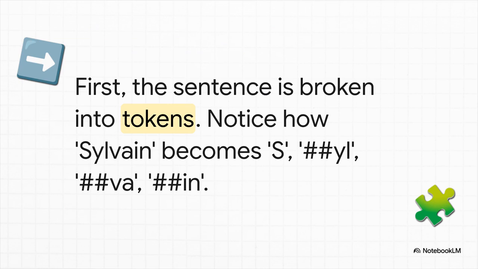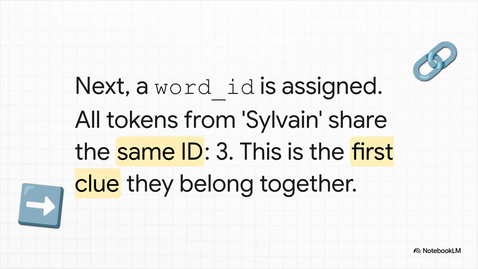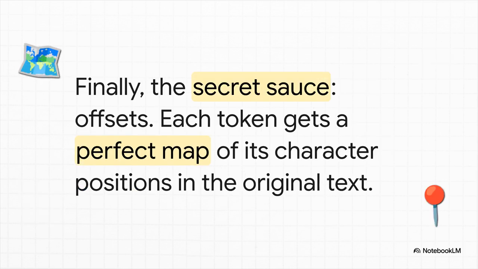So, step 1, just like we saw before, the tokenizer does its thing. It creates that list of tokens, breaking down a word like Sylvain into all its component parts. Then, and this is clever, it assigns a word ID to each token. So all those little bits of Sylvain, the S, the hashtag Y, all of them, they all get the same team jersey, the same ID number. It's the first clue that they're all part of the same word. And now for the secret sauce. This is it, the offsets. This is that perfect map we were talking about. Each token gets a pair of numbers that point to its exact start and end character in the original sentence. No guesswork, no kinda close, it's a precise GPS coordinate.